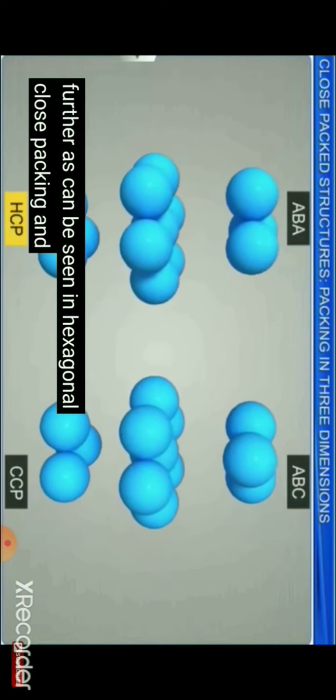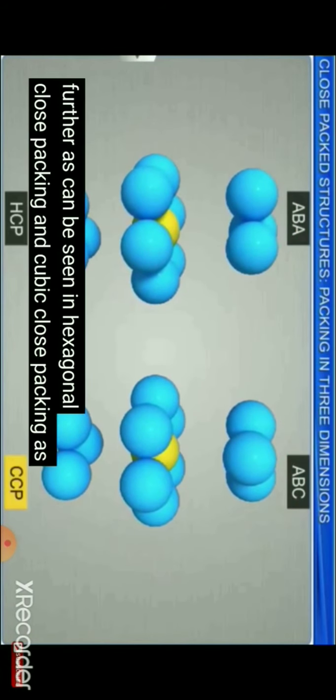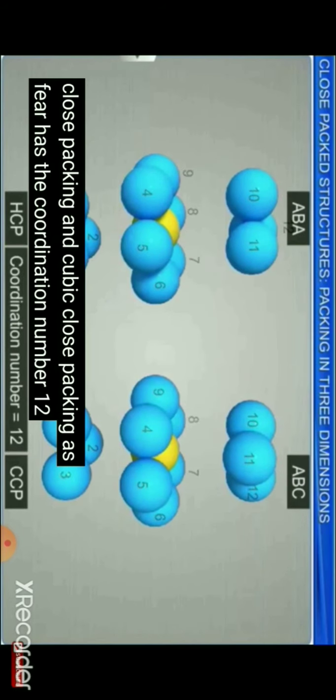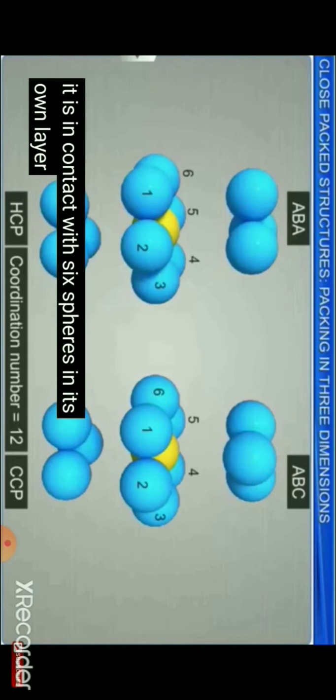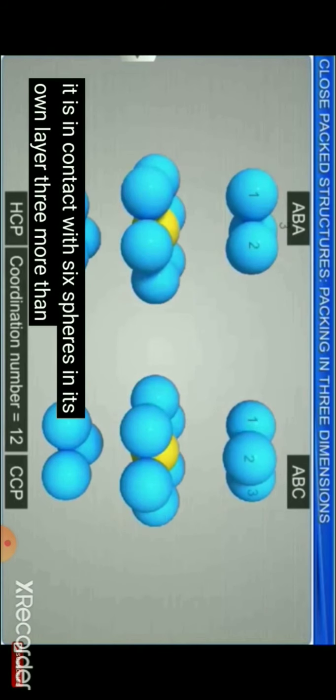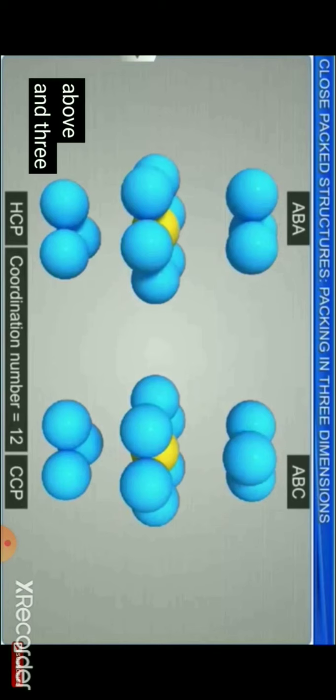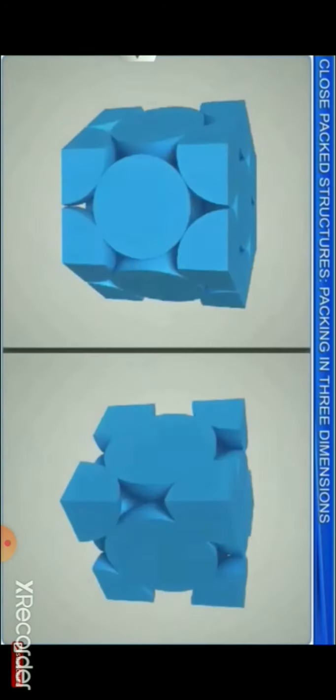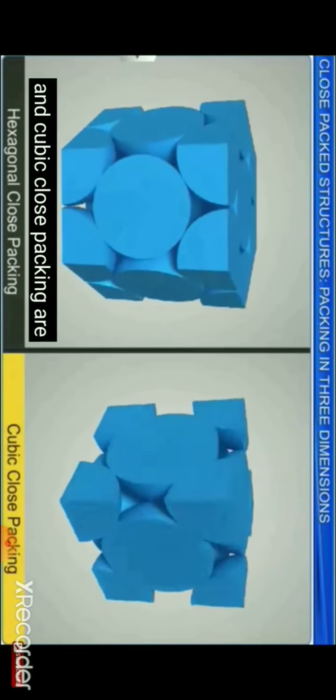Further, as can be seen in hexagonal close packing and cubic close packing, the coordination number is 12. Each sphere is in contact with 6 spheres in its own layer, 3 more above and 3 below. Also, both the forms, hexagonal close packing and cubic close packing, are equally efficient.